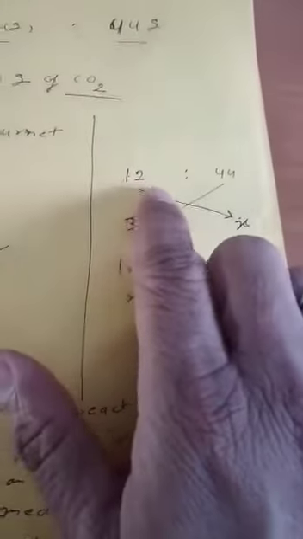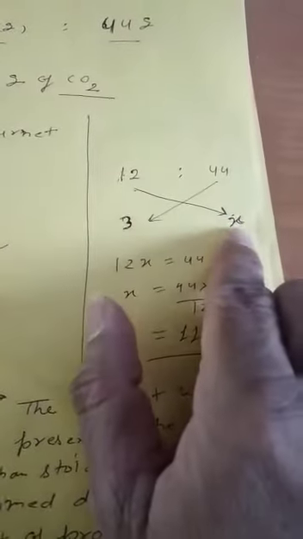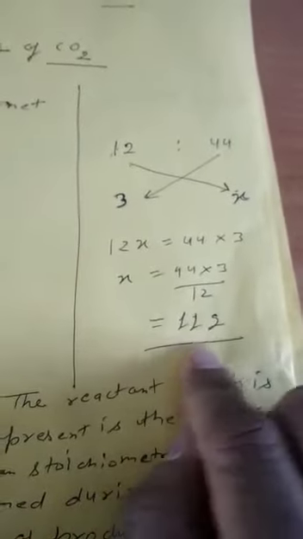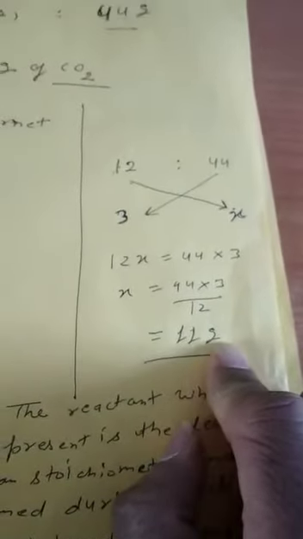Alternatively you can solve like this. 12 gram gives 44, so 3 gram will give x. Cross multiply them. Use the unitary method. So 12x equals 3 into 44, so x is equal to 44 into 3 by 12. So you will get 11 gram of CO2.